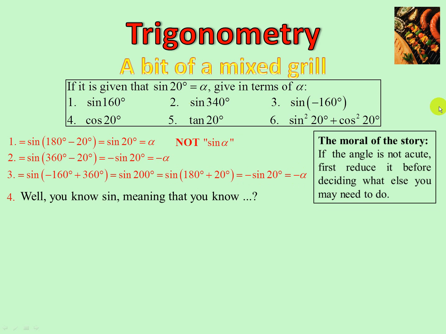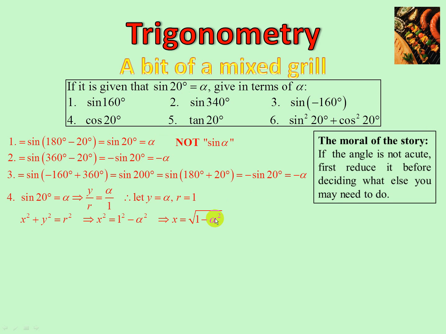Now, this next one here, cos of 20, that's a bit of a problem. But hang on, I know that sine of 20 is alpha, which means alpha over 1. So y is alpha, r is 1. Therefore, by Pythagoras theorem, I can find x. Now, usually I'd have to put a plus or minus, because if x squared equals that, then x is plus or minus the square root. But this is a first quadrant angle where we know cos is positive. Therefore, I'm just going to write that.